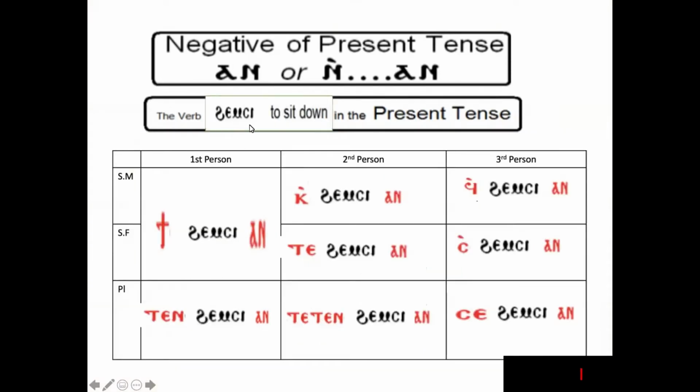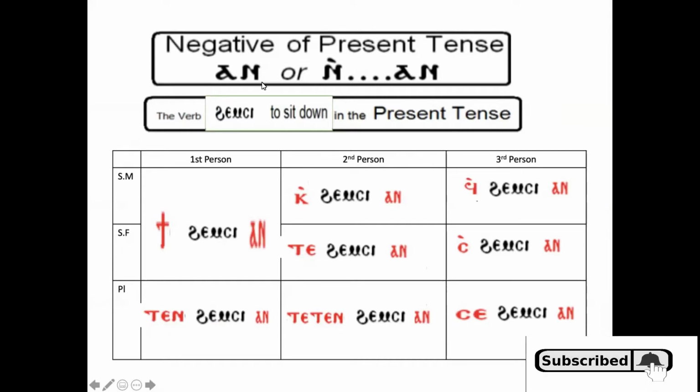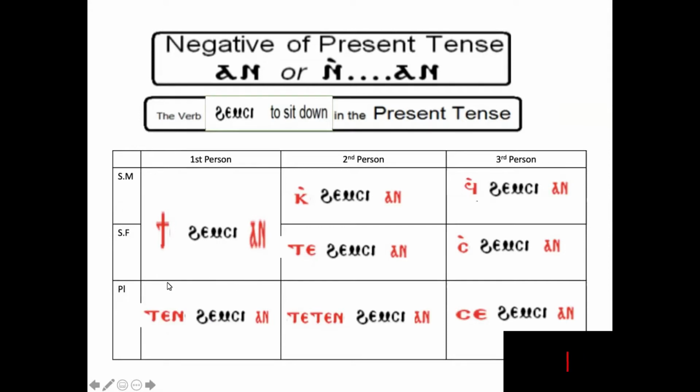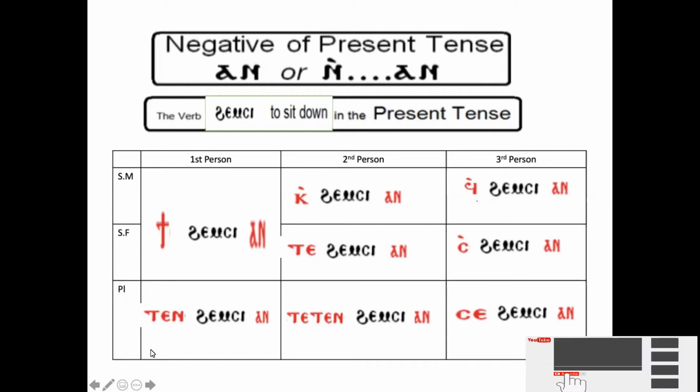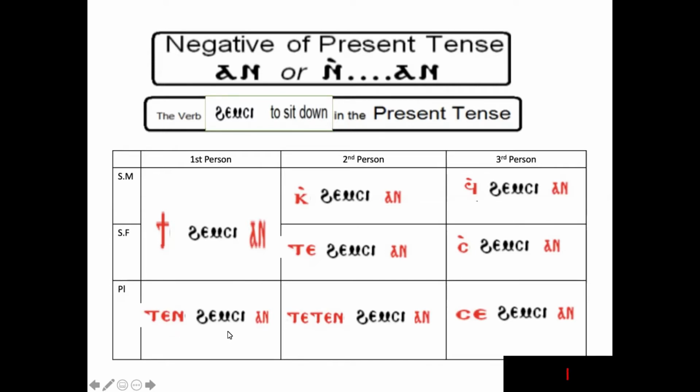The verb himsi, to sit down. If I will use the first version, it's adding an on at the end of the verb or at the end of the sentence. If I want to say I do not sit down, I say ti himsi on. If I want to say we do not sit down, I say tin himsi on.